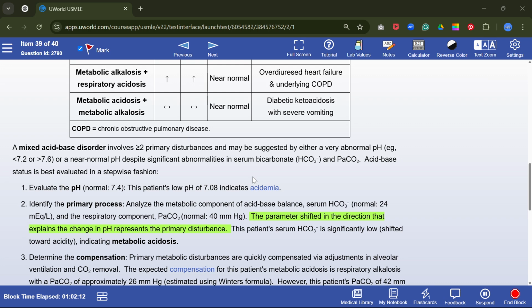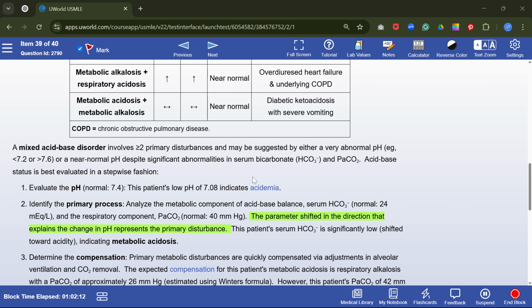Acid base status is evaluated in a stepwise fashion. First, evaluate the pH. Normal is 7.4. Determine the patient's overall acid base status on the ABG test. Acidemia is if pH is less than 7.35 and alkalemia if pH is more than 7.45.